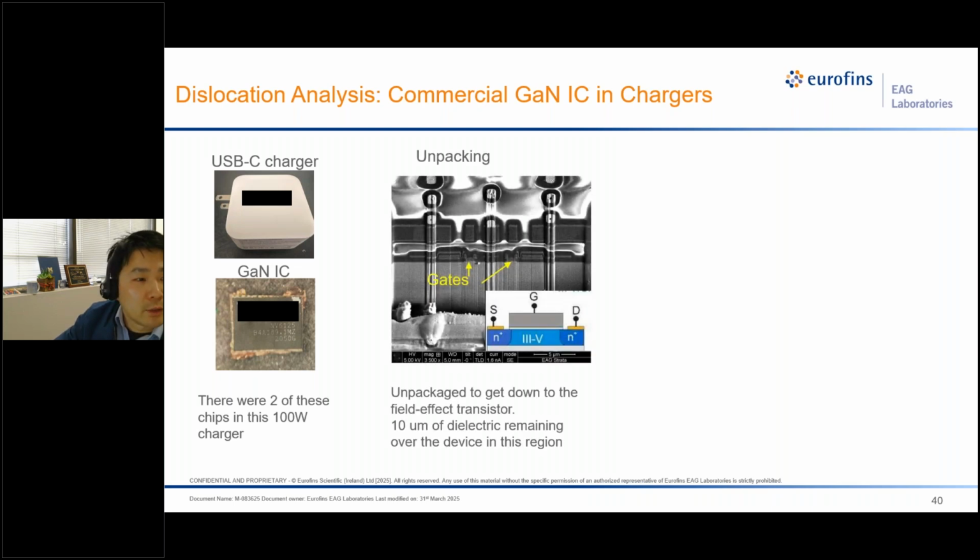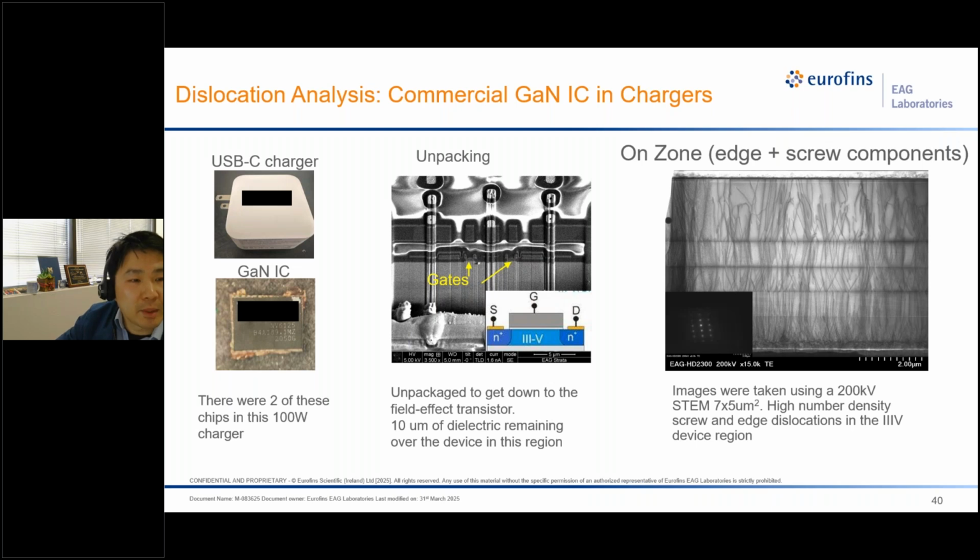So the device was depackaged and mechanically polished down to the source drain region, where we see the gates, and we have the source drain in the gallium nitride on the bottom. We did TEM observation using STEM and confirmed a very high density of dislocations in this gallium nitride. The observation was done with 200 kV electron energy TEM, and we were able to confirm edge and screw type dislocations in this sample.